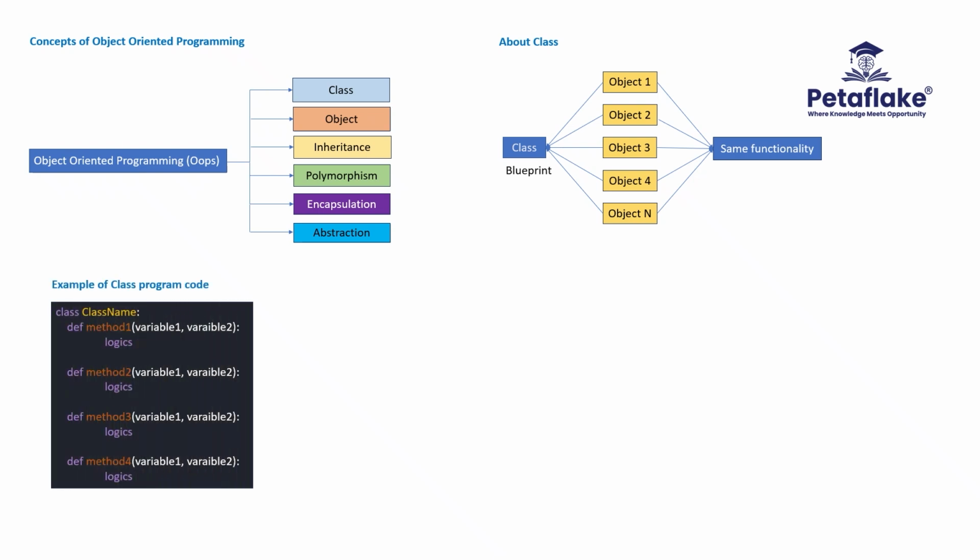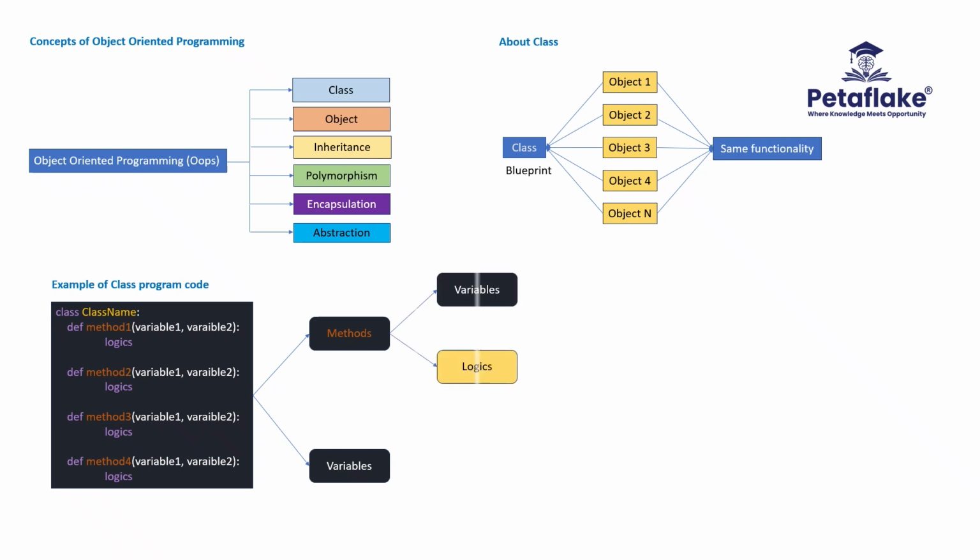The block of code of a class looks like this. A class contains multiple methods and multiple variables. Each method is a code block which contains some variables and logics. Each variable stores some value in the memory.